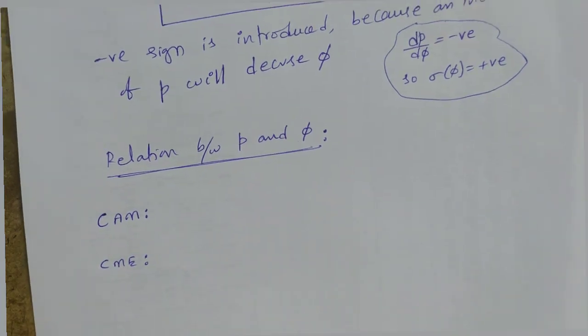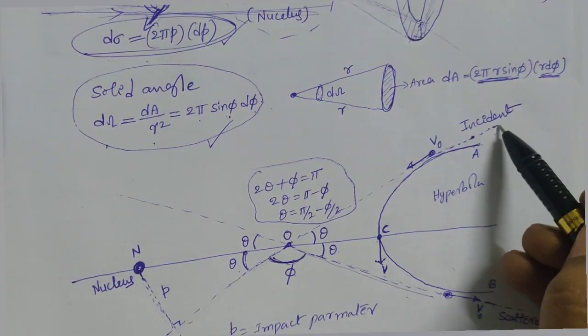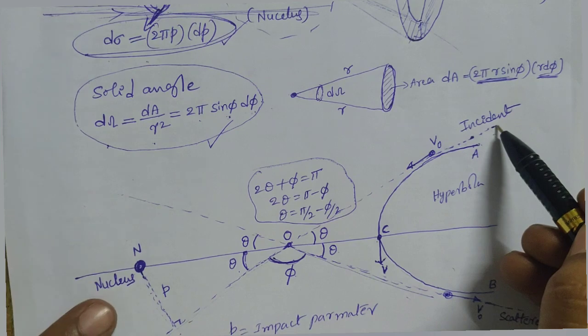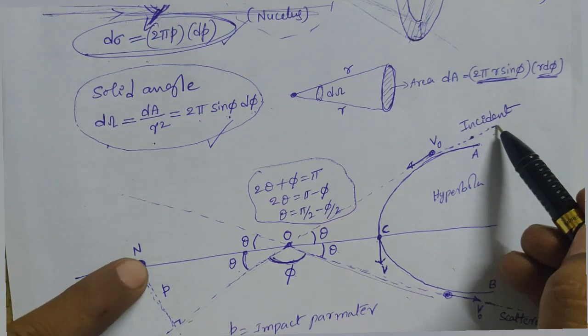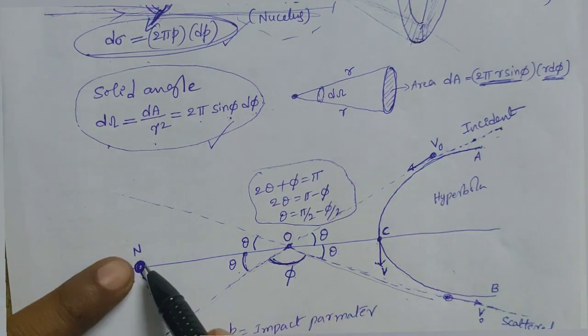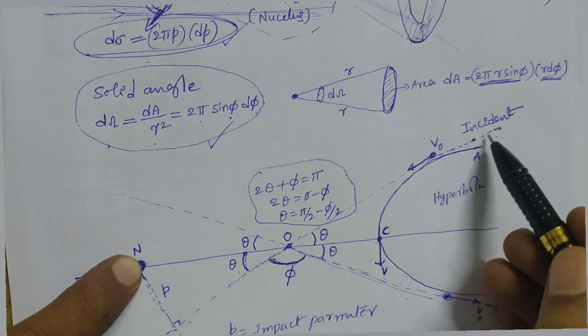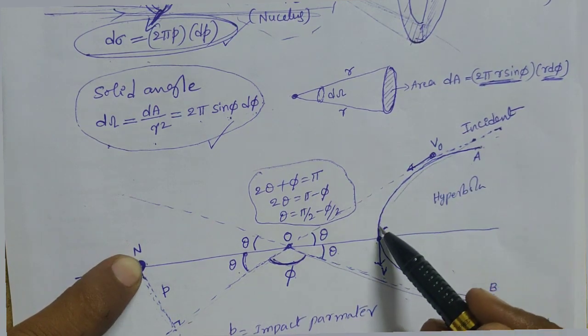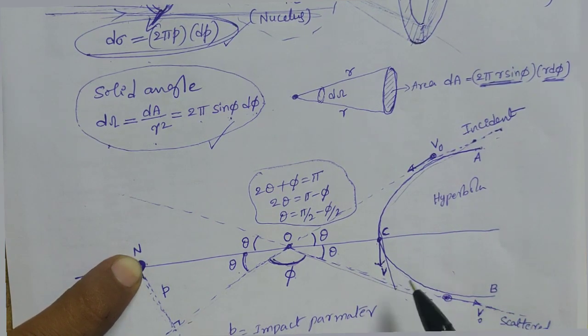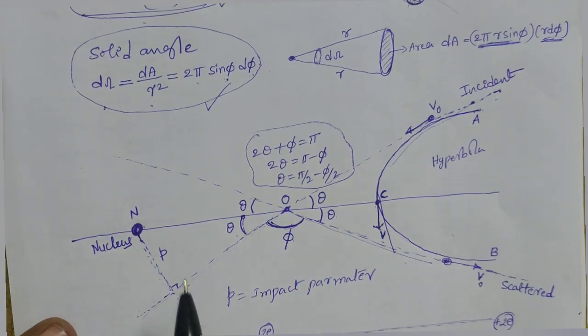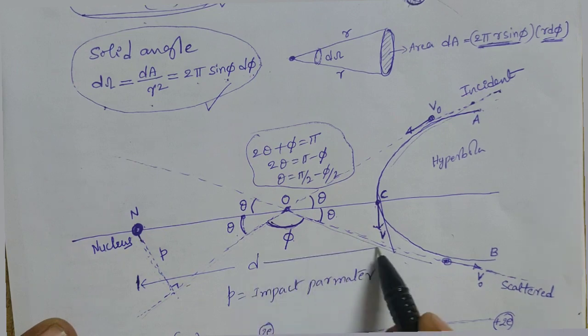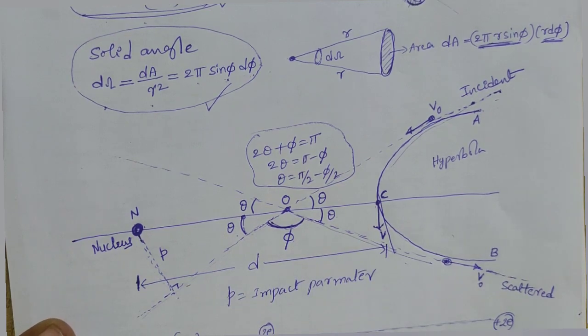So conservation of angular momentum. When the particle is at the initial state, it is far away. With respect to the nucleus, it is far away with the perpendicular distance P. When it is coming like this, here it is the nearest point. Let's say the distance from here to here, the nearest point distance, is d, the distance of closest approach.